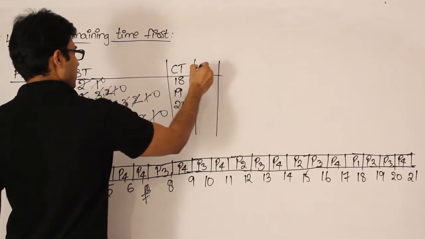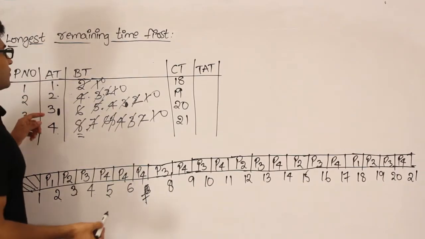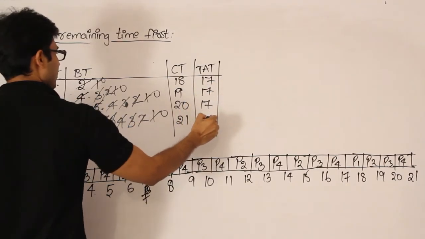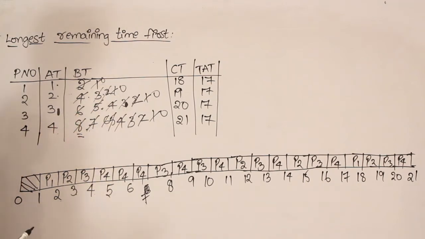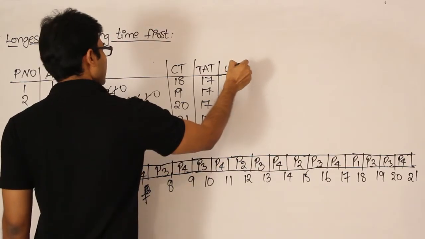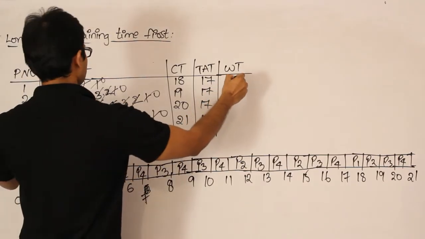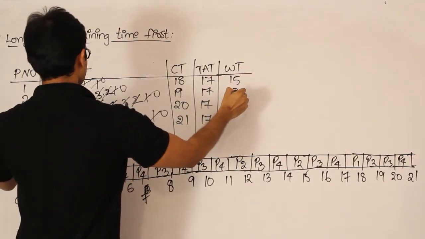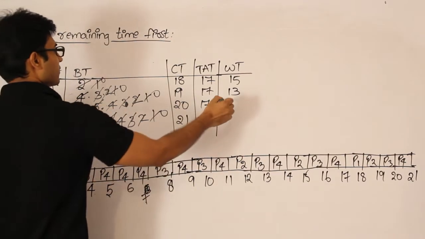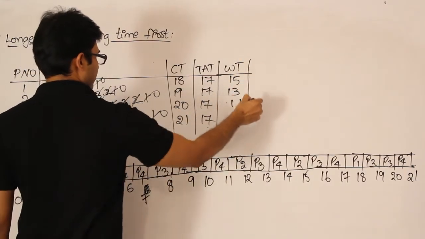And now we can find out the turnaround time. Turnaround time is completion time minus arrival time. Now turnaround time is, the first one is 17, second one is 17, third one is 17 and fourth one is 17. Interesting. All of them are getting the same turnaround time, right? And now what about the waiting time? Waiting time is turnaround time minus burst time. So how much is that? Waiting time for this one is 15, waiting time for this one is 13, waiting time for this one in this case it is 11, and waiting time for this one is 9, right?